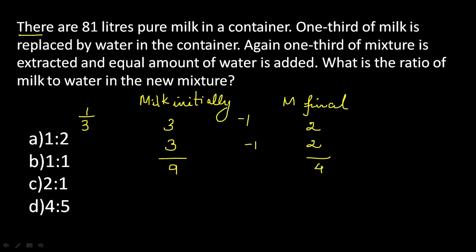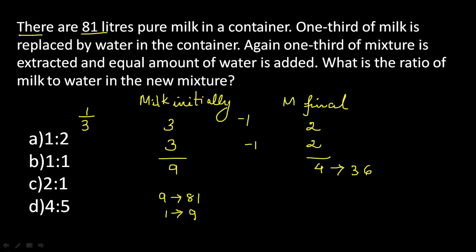Okay, this 81, the actual value they have given, is these 9 units, so 9 units is 81, so 1 unit we will be getting as 9. The question they asked is the ratio of milk and water in the new mixture, that is finally. Okay, so this 9 units is 81, this 4 units will be 36.